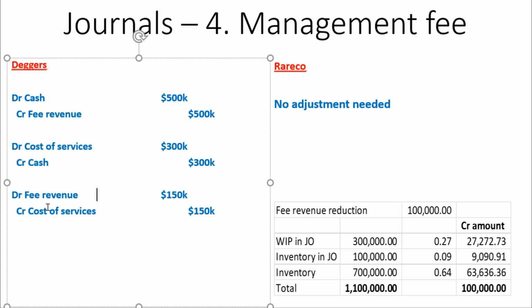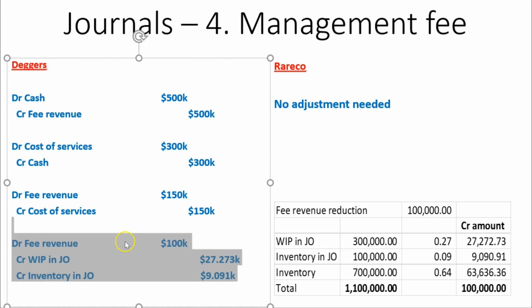Okay, yes, there was $300,000 of cost associated with the service, but $150,000 of that went to Rareco, and $150,000 of that was spent on providing services for ourselves, so we don't want to recognize that. Now, we know that we need to reduce our fee revenue by $250,000 in total because we only want to recognize half of that. We've reduced it by $150,000 here, so that's not quite half yet. We need to reduce it by another $100,000.